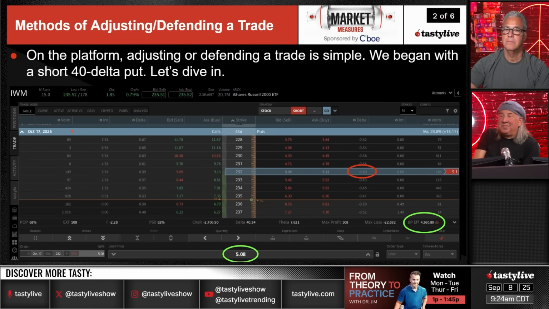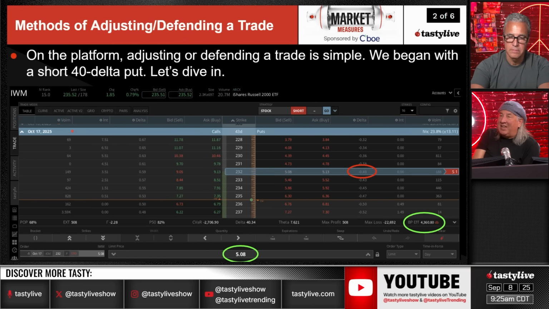Let's see what we got here. So this is the Tasty platform. On the platform, adjusting or defending a trade is relatively simple. We begin with a short 40 delta put. So let's dive in. Here we're showing a position short a 40 delta put, and we're showing a little bit of the buying power. On the right hand side of the screen is the buying power, the price, the strike, and all the Greeks. Let's go to the next slide.